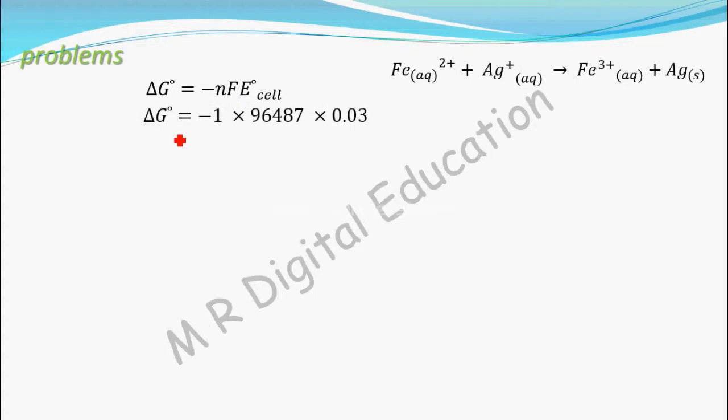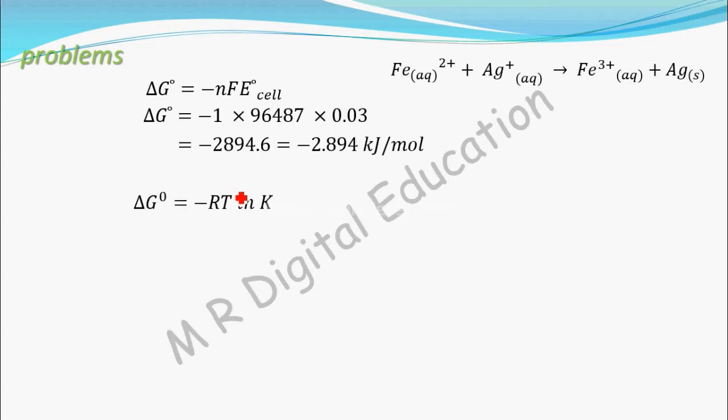So delta G naught equals minus 1 into F, which is 96,487, into E naught cell, which is 0.03. Simplify this, multiply, and you will get minus 2894.6. Always this delta G naught will be expressed in kilojoule per mole. So if you divide this by 1000, you will get minus 2.894 kilojoule per mole. This is in joule per mole, and if you divide it by 1000, you get kilojoule per mole.